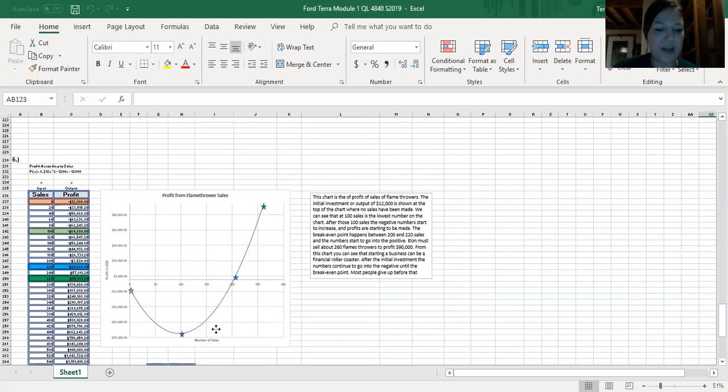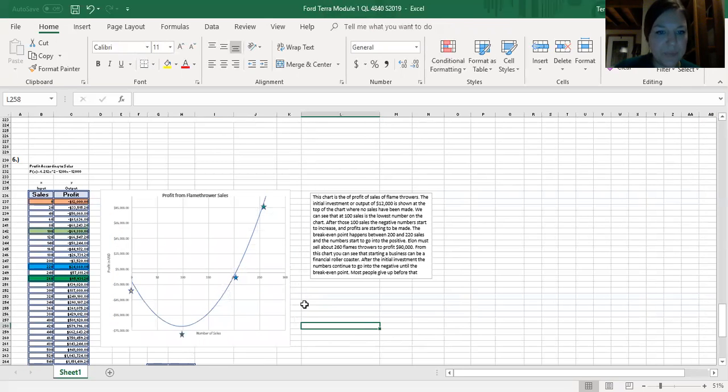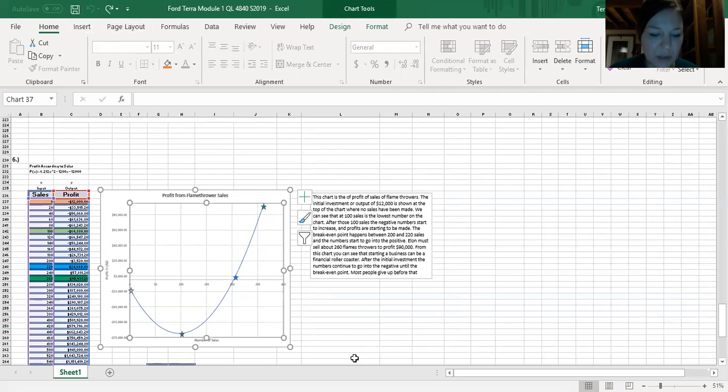The break-even point happens between 200 and 220 sales. And the numbers start to go into the positive from the negative. Elon must sell about 260 flamethrowers to profit $90,000, and that's shown right here at 260 flamethrowers.